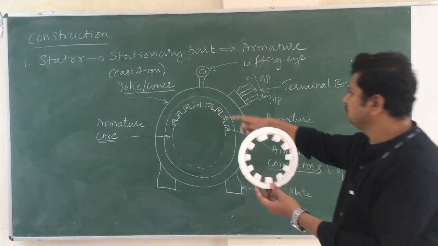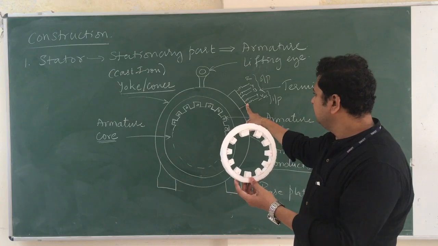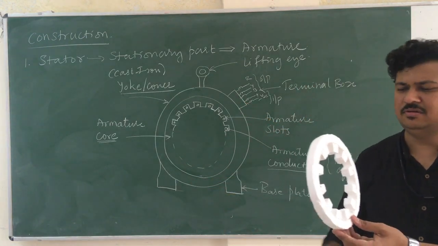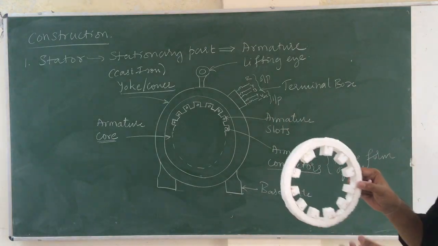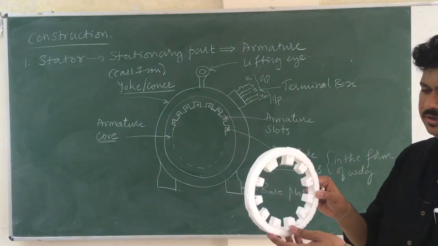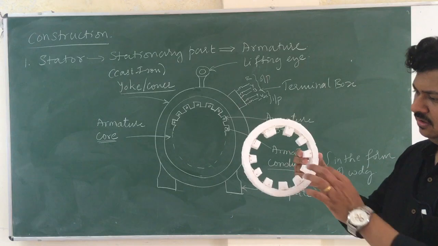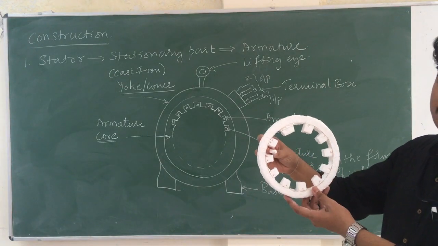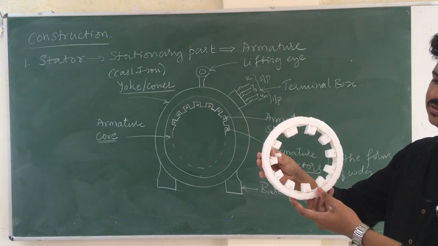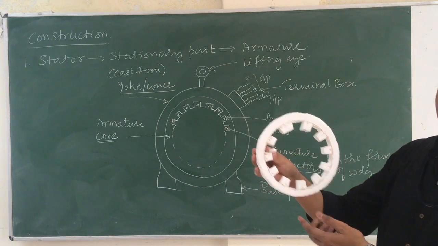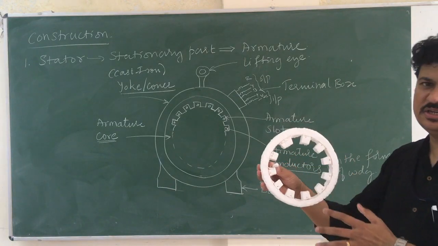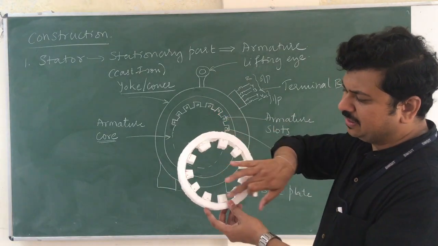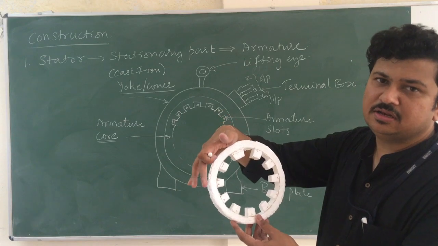Sorry, I could not show you the lifting eye, the terminal box and the base plate. Those are extra attachments I have to add. I should finish it because I have prepared this in a hurry. You can see this is the slot where I will be placing the conductor. This conductor is placed in the form of winding. Conductors are stationary, in the form of winding. This is made up of silicon steel, mild steel.